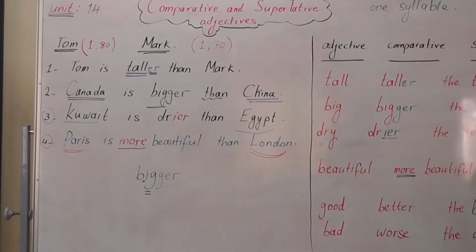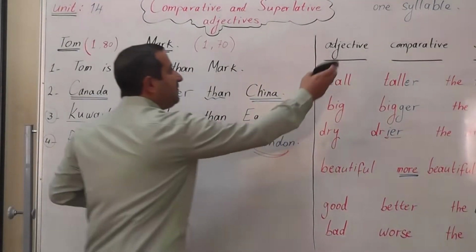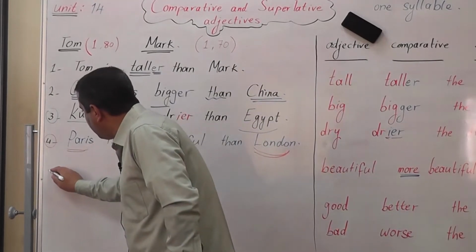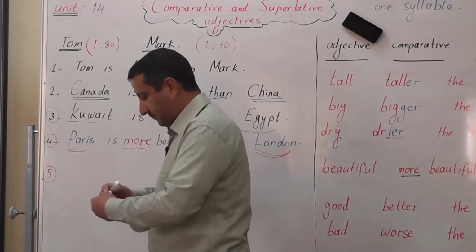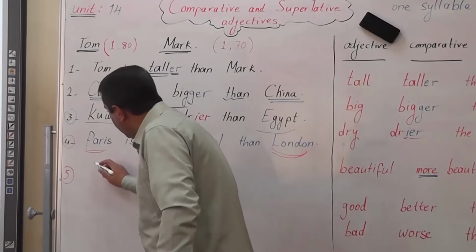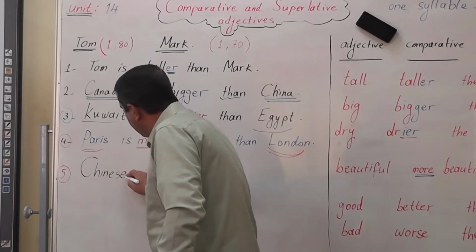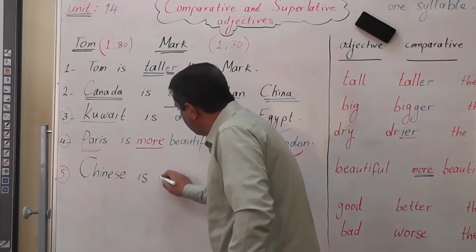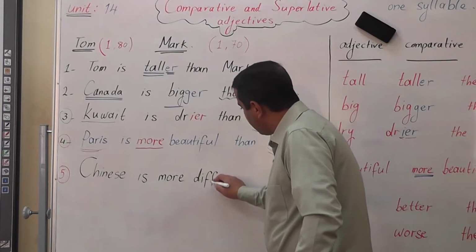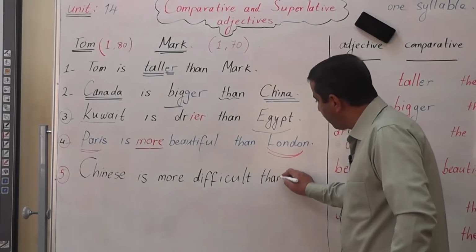Another example about this, that is number 5. Okay, we say Chinese is more difficult than Arabic.